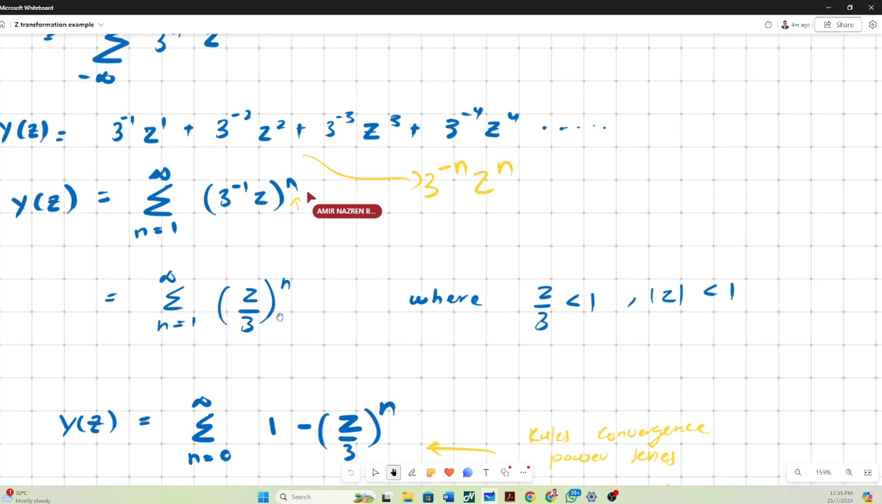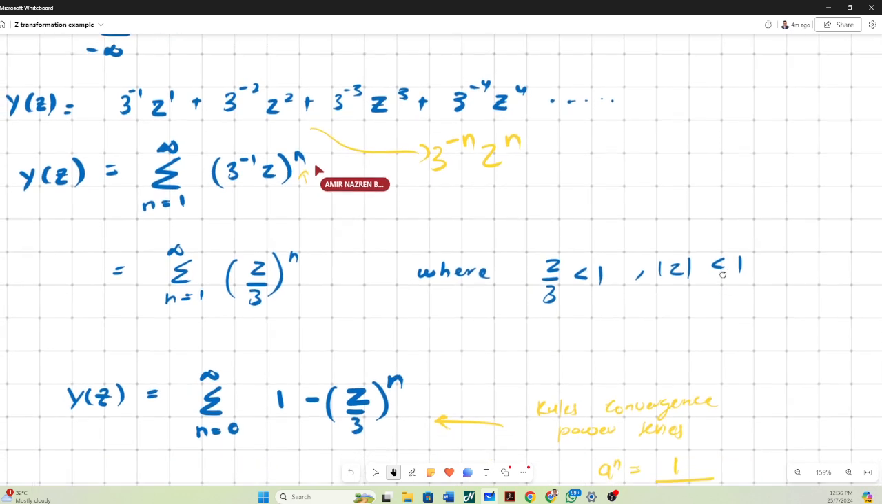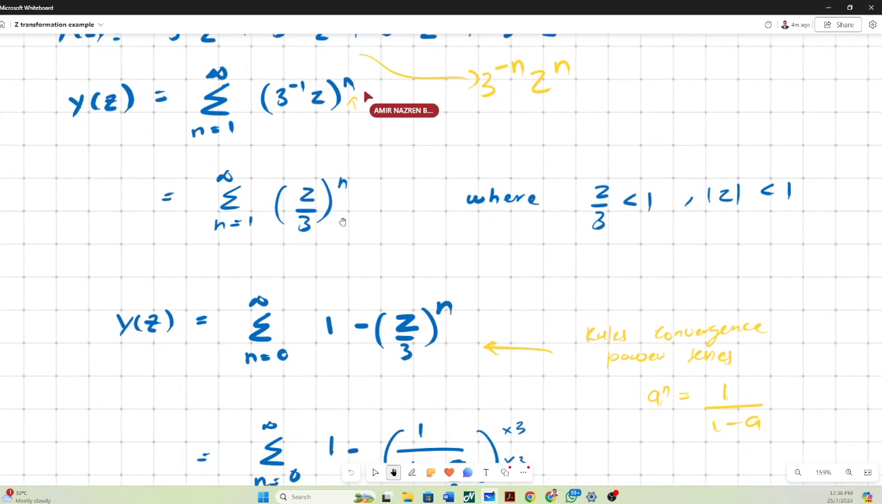So from here we can conclude that because our signal is at the left side, z divided by 3 must be less than 1. So we can conclude that the signal only happens when n is less than 1, right? So it's okay, never mind. We just take from here.